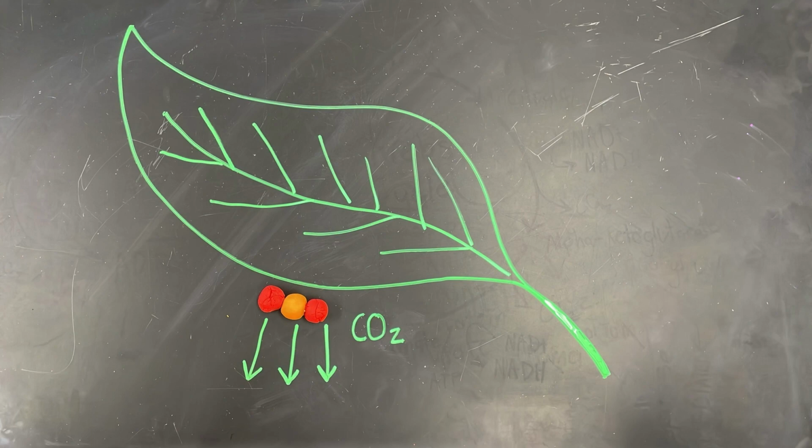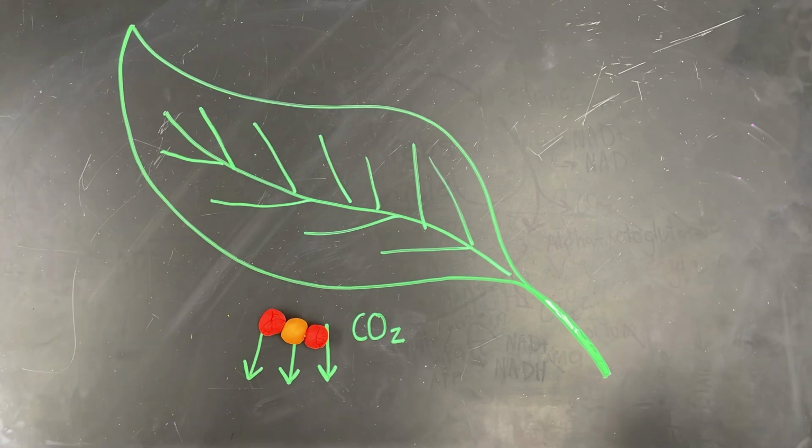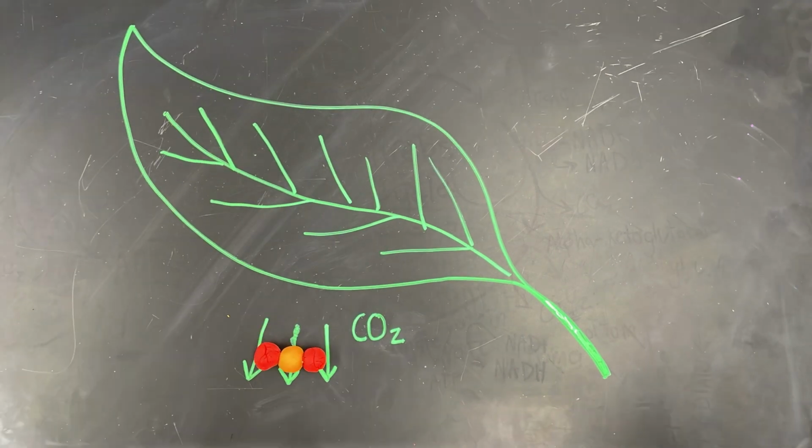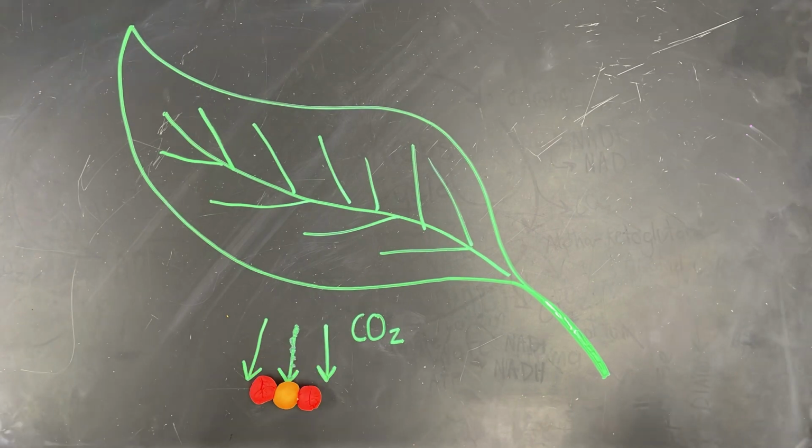CO2 produced from pyruvate oxidation and the Krebs cycle is released through the stoma back into the atmosphere, waiting to go through photosynthesis and cellular respiration once again.